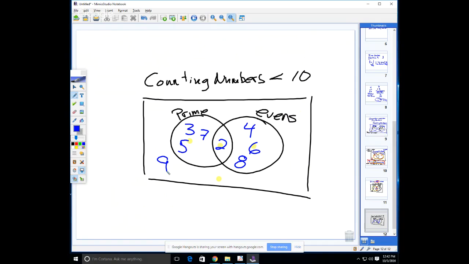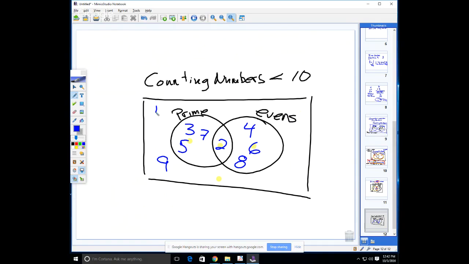Oh, I'm missing a number. There's another counting number. I missed 1. Where does 1 go? Outside. 1 goes outside also. Yeah. Okay.